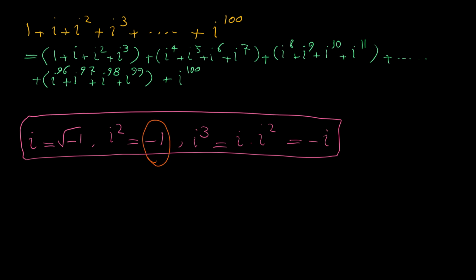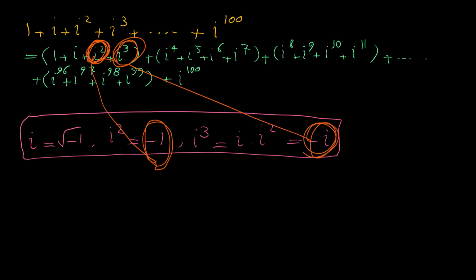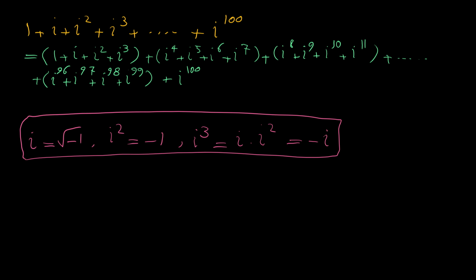Now, look at here. i to the 2 is negative 1. So this term here is negative 1. And i to the 3 is negative i. So what is the sum of the terms in the first bracket? i to the 2 is negative 1, and i to the 3 is negative i. 1 plus negative 1 is 0. i plus negative i is 0. So the sum of the terms in the first bracket is 0.